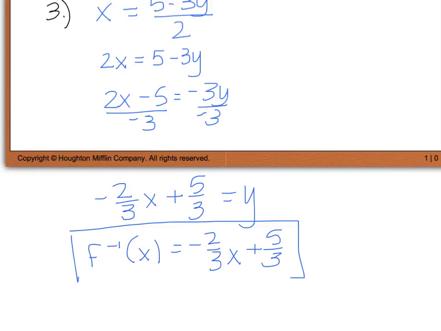You can double check it. And that just completed section 1.9.